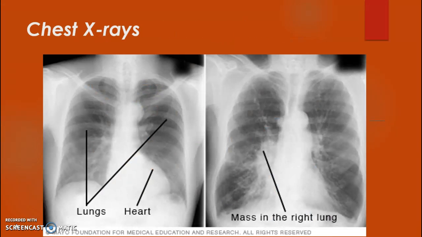This next image shows our bread and butter of x-ray or radiology, a chest x-ray. There are two images here. The image on the left is a normal chest x-ray. The image on the right is, as you can see, a mass in the right lung. There isn't a huge distinction between the two.